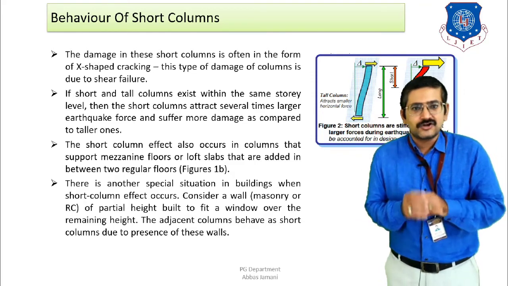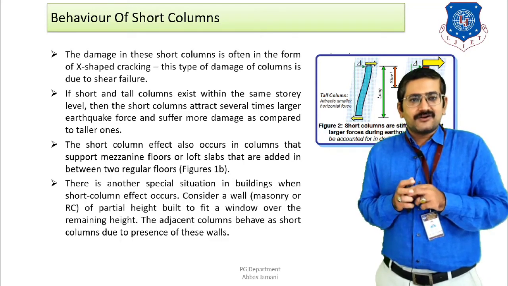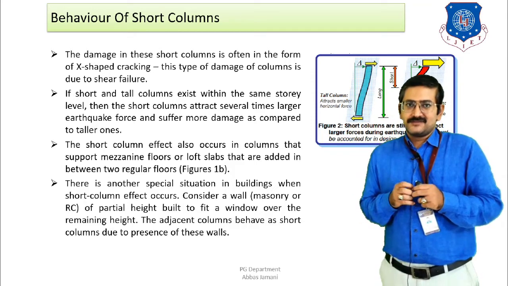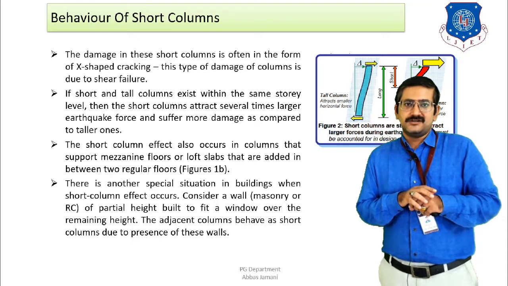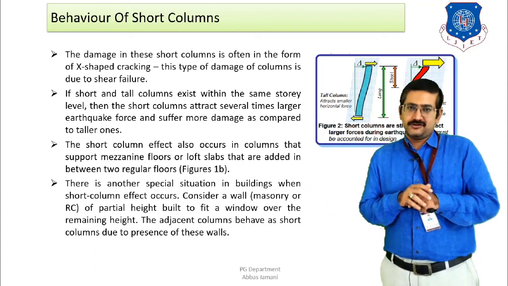Right? The short column effect also occurs in columns that support mezzanine floors or loft slabs, as we have seen in the previous figure. So we have seen two figures: a building located on sloping ground can also have the short column effect, and when a mezzanine floor is introduced, it is there as well.